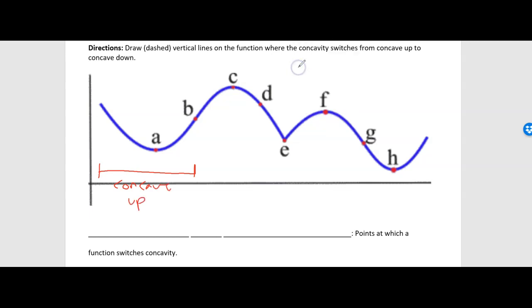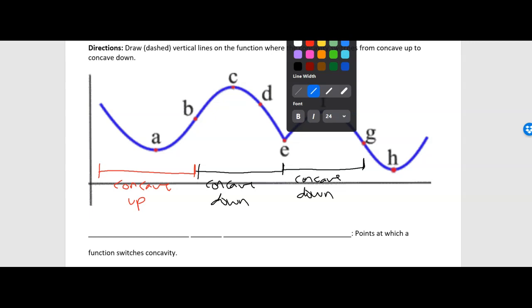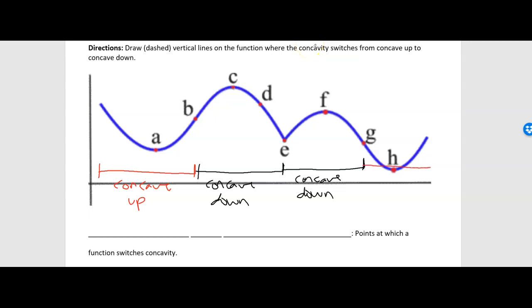It is concave down on this interval. And it's also concave down on this interval. And then we're back to concave up on our final interval.